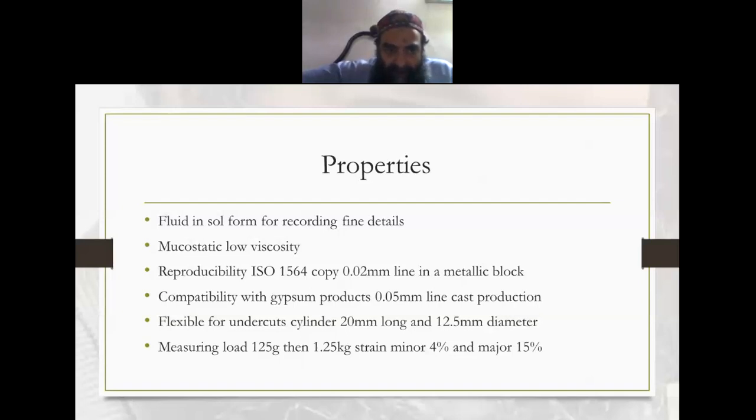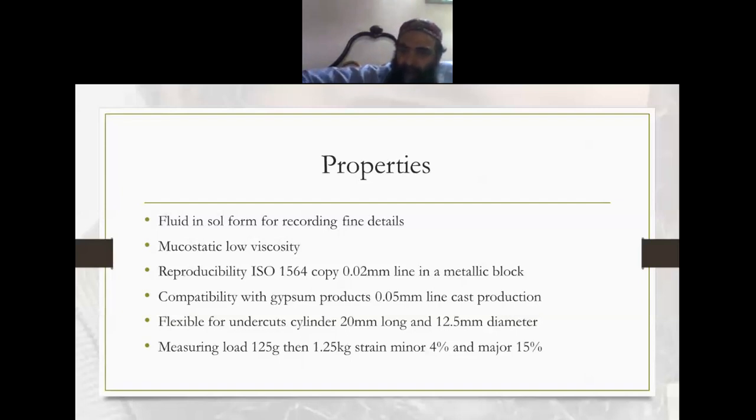Now, reproducibility. According to ISO 1564 specification, it must copy a 0.02 millimeter line in a metallic block. It must copy that much of a fine line. If this is present in a metallic block, then it will be sufficient for taking impressions and its reproducibility is authentic.